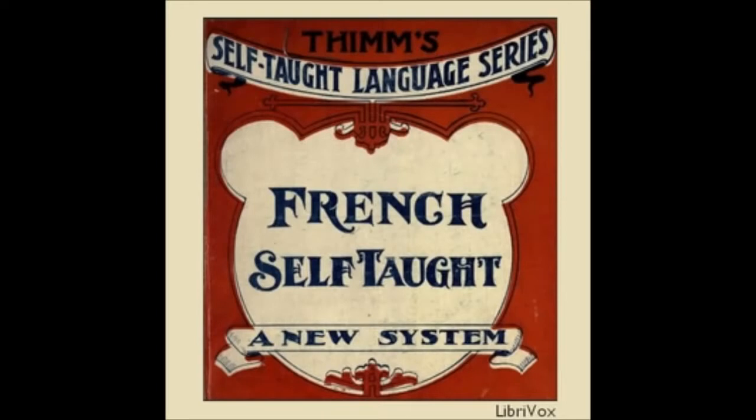Anger and blame. He is very angry. Il est bien en colère. I am in a bad temper. Je suis de mauvaise humeur. She is furious about it. Elle en est furieuse. Hold your tongue. Taisez-vous.